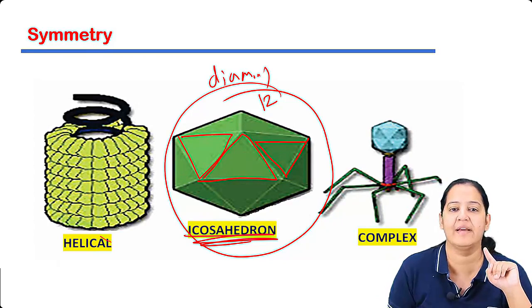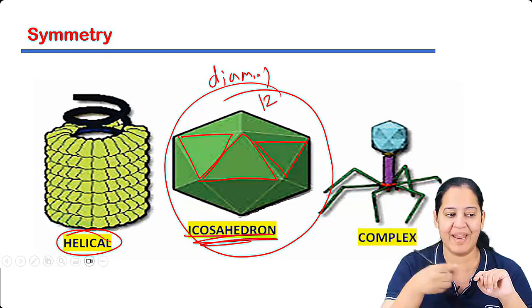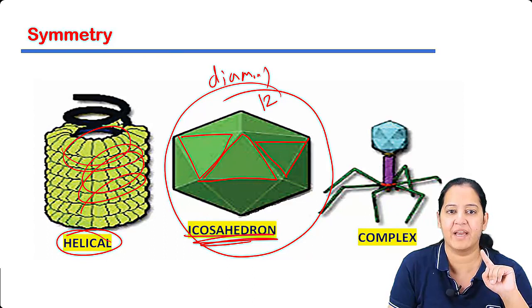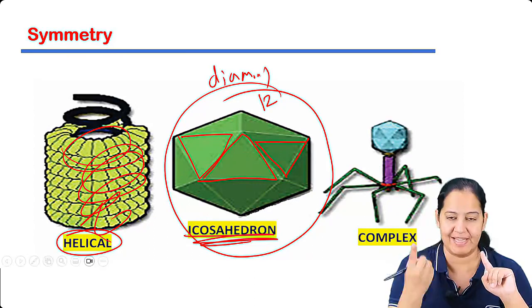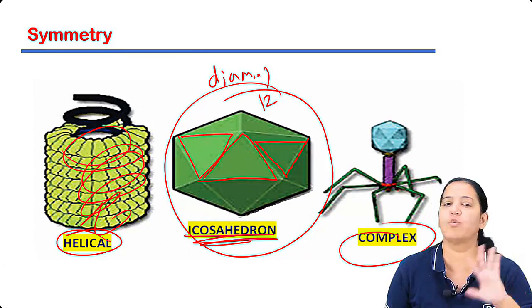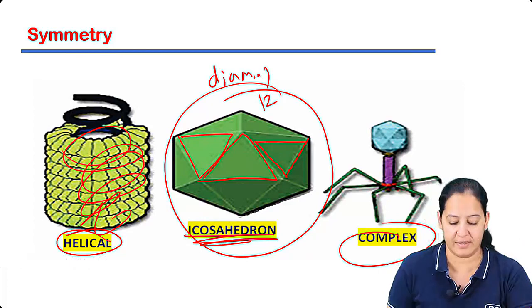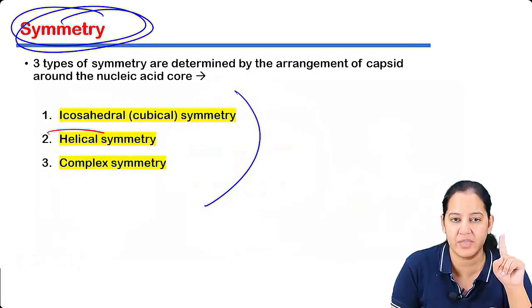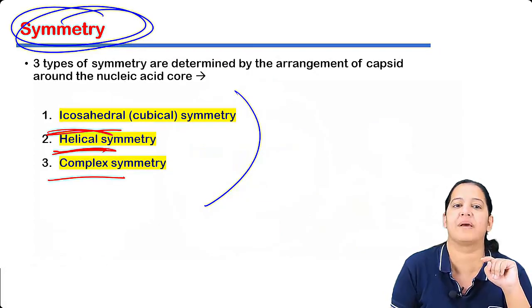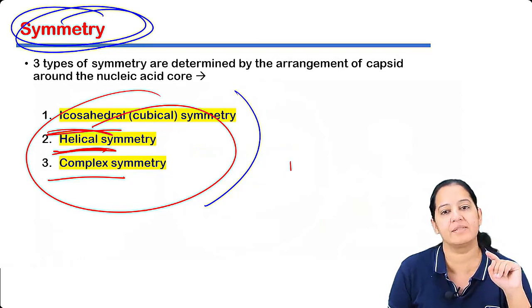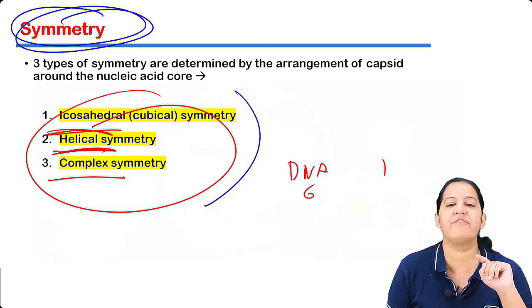This is known as helical. What is helical? It is spring-like. Have you seen a spring? It's like a spring, okay? And complex has no fixed shape. So total 3 symmetries are there. Say the name: one is icosahedral, one is helical, one is complex. Learn the names. Now there are 6 DNA and there are 15 RNA viruses.